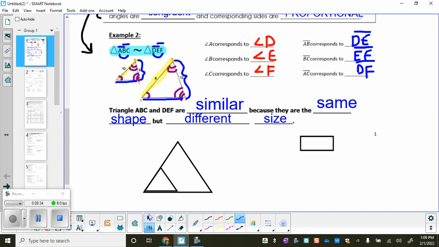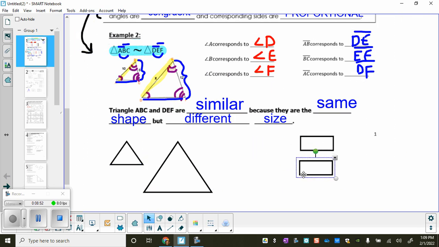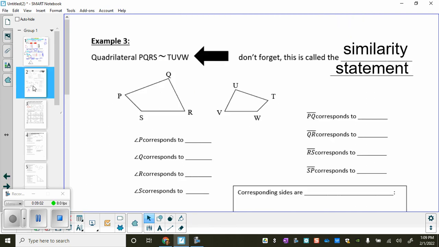Kind of like right here, these triangles, these are similar because they have the same shape, but they just have different sizes. Don't forget from the top part, if I copy and paste this rectangle, and it's the exact same one, it's congruent. So if it's the exact same thing, it's congruent. But the moment you make it larger or smaller, now it's similar. Okay? All right, cool. Let's flip over.